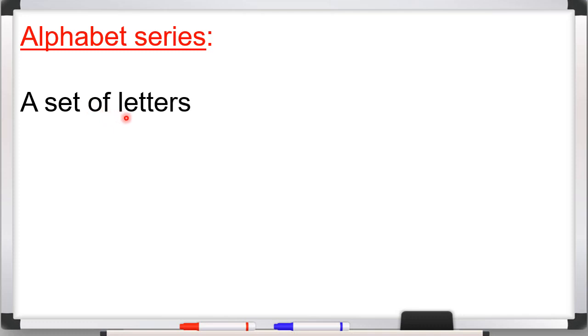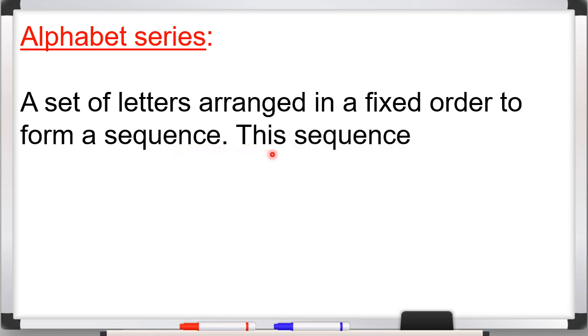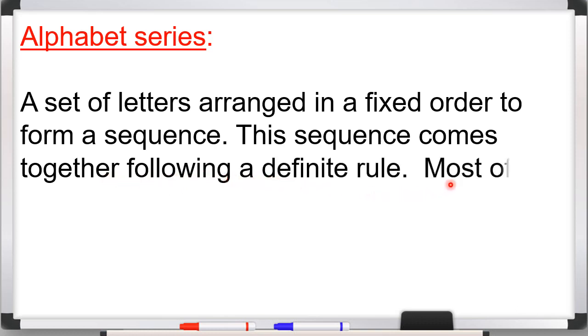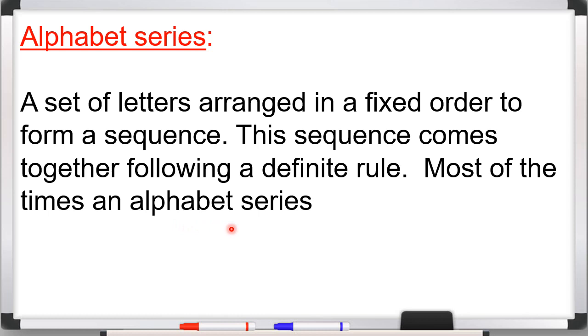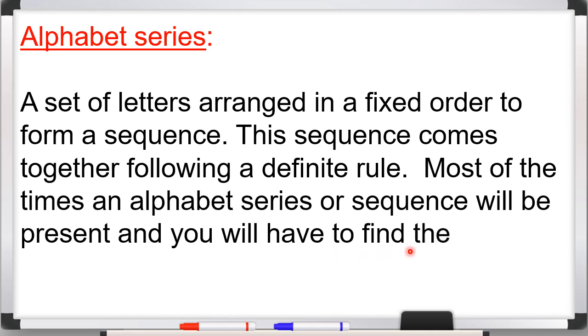A set of letters arranged in a fixed order to form a sequence. This sequence comes together following a definite rule. Most of the times an alphabet series or sequence will be present and you will have to find the missing term.